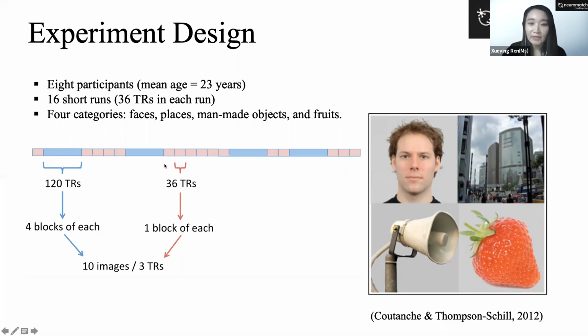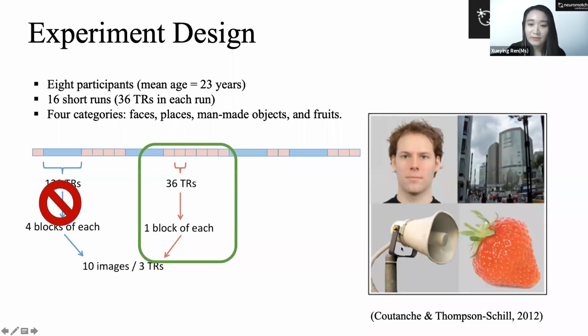There were 8 participants, and they completed the fMRI scan as they viewed 4 different categories. We can see from this figure here, the 4 categories are faces, places, man-made objects and fruits. Only the data from the 16 short runs were analyzed in our study. Each short run has 36 TRs and has 1 block of each category presented in a random order, and each block has 10 trials. For more information about this experiment design or about the data of long runs, please refer back to their paper.